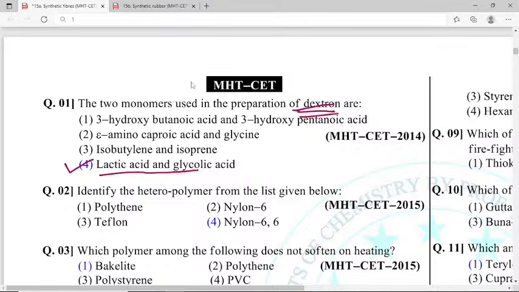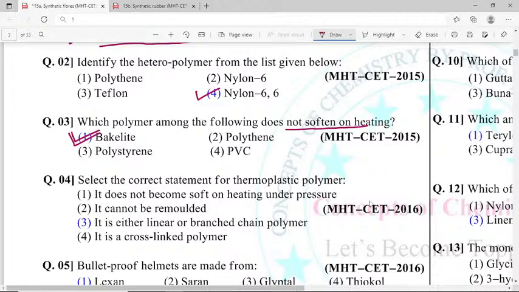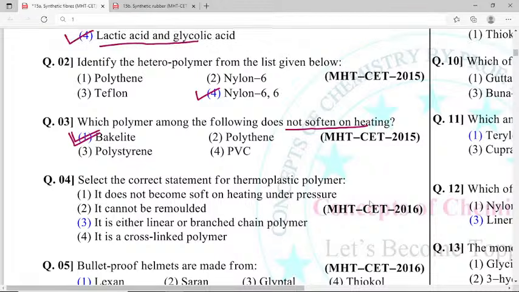Identify the heteropolymer from the given list. Select the correct statement about thermosetting polymer. It does not become soft on heating under pressure. No, it is not correct. It cannot be remolded. No, that cannot be correct. It is either a linear or branched chain polymer. Yes, it is a correct statement. It is cross-linked. No, it is not correct. That is the thermosetting polymer.